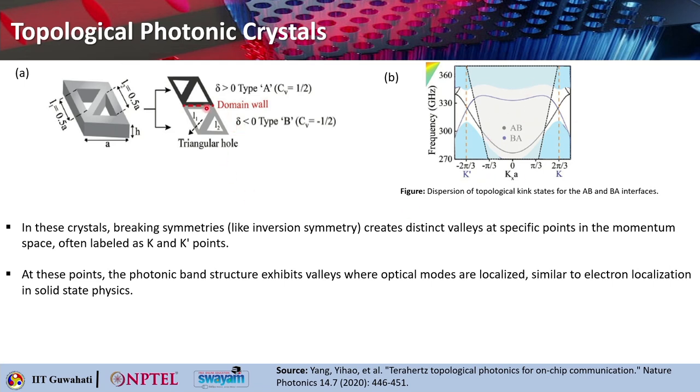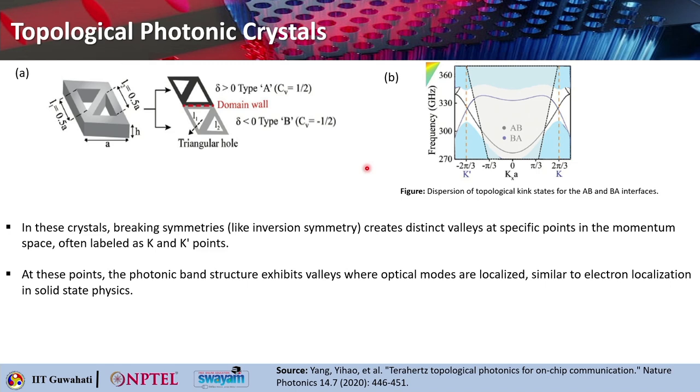So this is a symmetrical structure with a symmetrical hole structure. You can make delta greater than zero. This is a type where the bottom triangle is larger than the top one, or you can make the other one. And when these two different unit cells are placed side by side, it can create this domain wall. You will see that in the line defect, you can make any kind of domain wall forming any shape, and that will be the waveguide that you are creating.